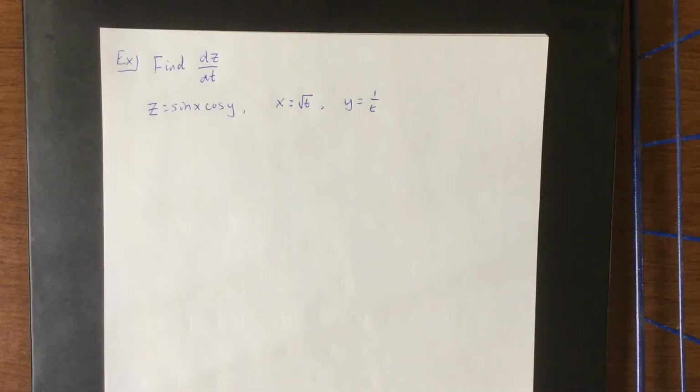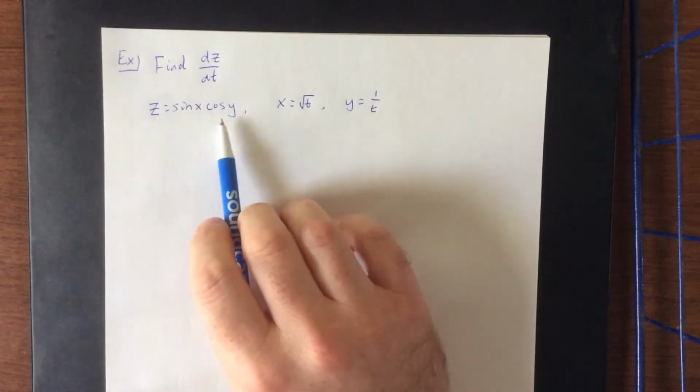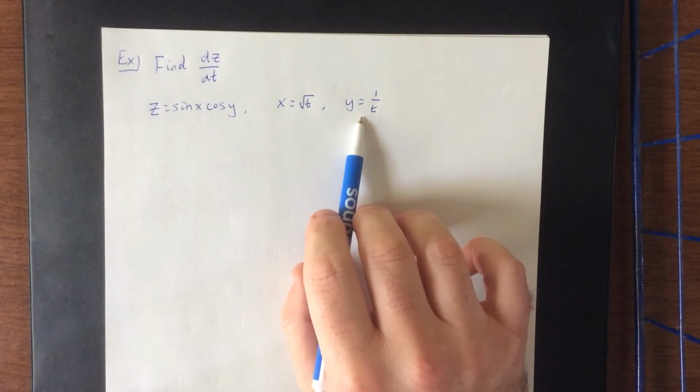In this video, I'm interested in doing a little comparison between two different techniques for how to find dz dt. We've been given that z is a function of two variables, x and y, where x and y are both parameterized in terms of t.